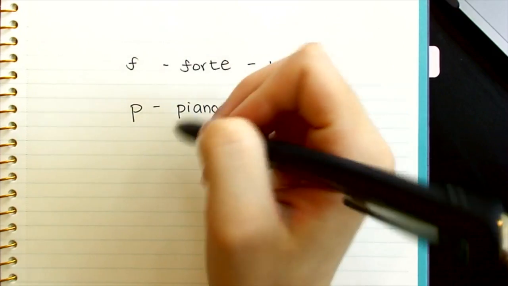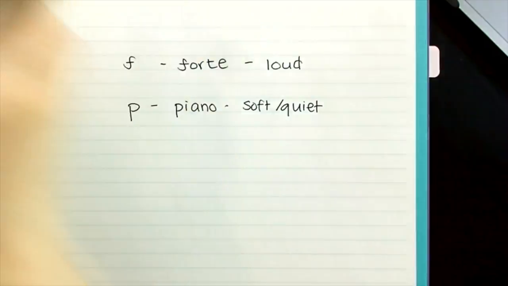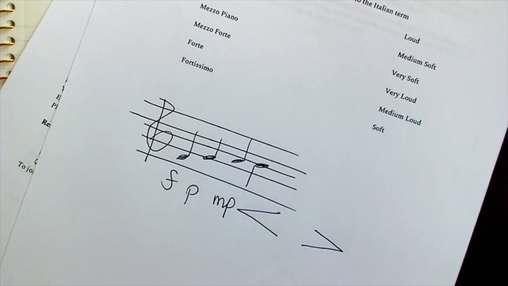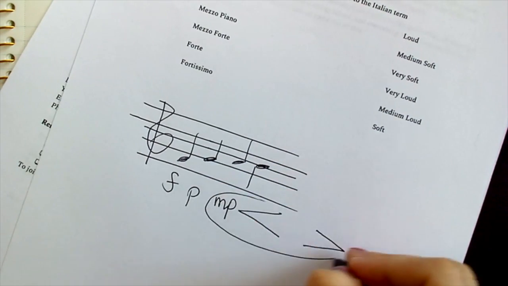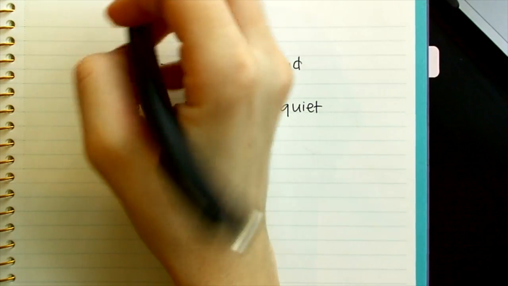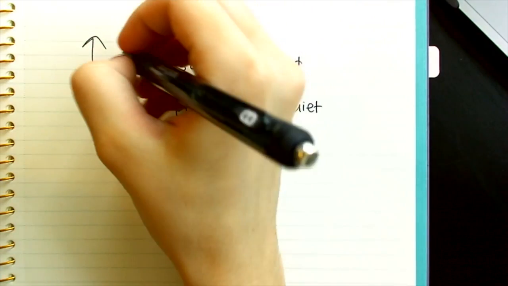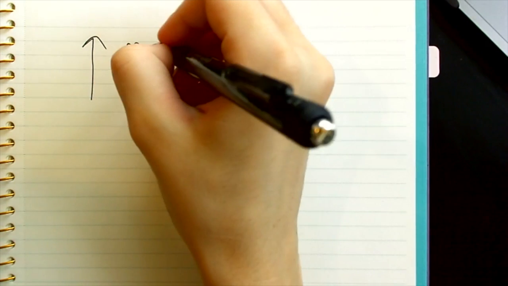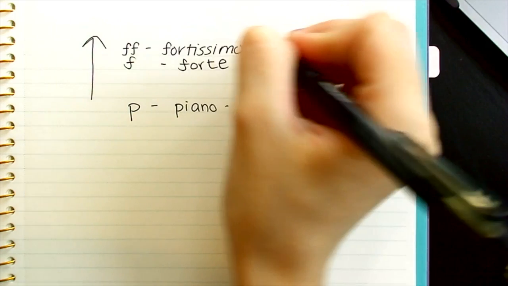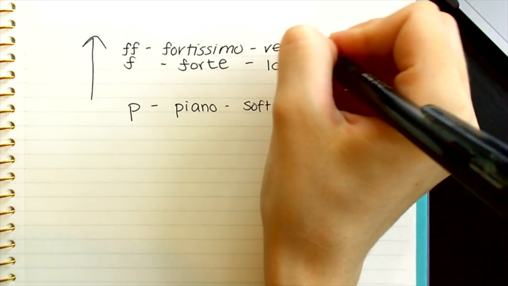Now, there's more than just loud and soft to music. So our symbol F, if you see an F under your music, that means play that loud. If you saw a P, that would mean play it softly. But there are other ranges, all of this other stuff that we still need to talk about. So, if you want to get louder from here, you can add a second F, and that gives you fortissimo. And that just means very loud.